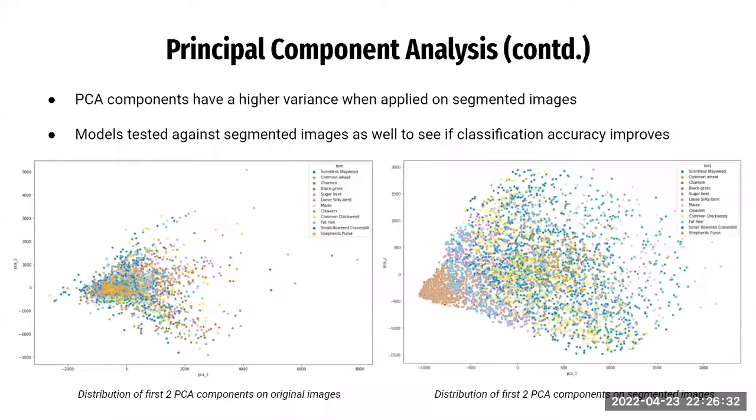During our analysis, we found that when PCA was applied to the segmented image dataset, the components identified had a higher variance. Thus, we'll also use the segmented image dataset to test our models against later to see if model performance improves.